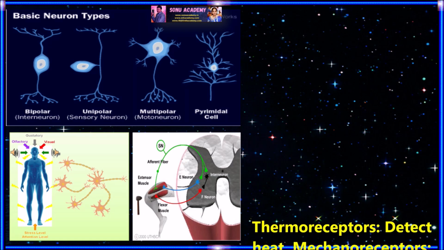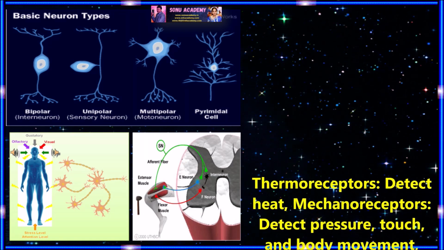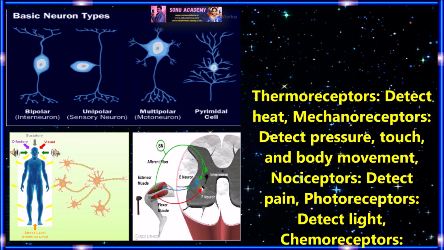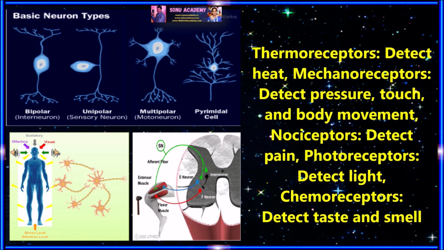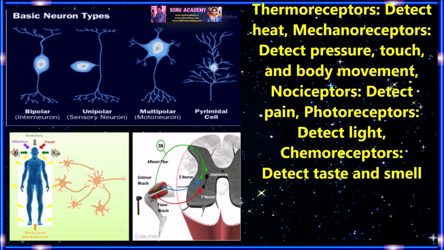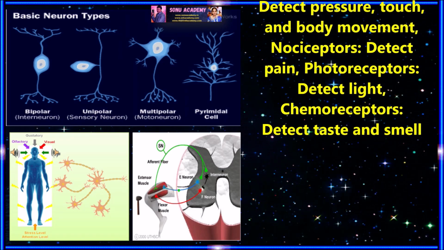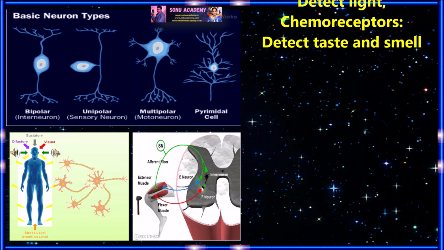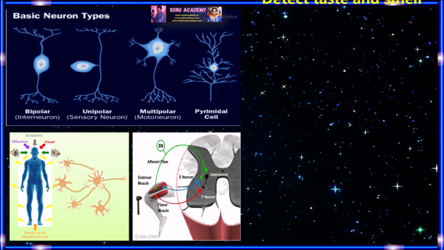Children, now let us discuss the types of sensory neurons. One is thermoreceptors, which detect heat. The second is mechanoreceptors, which detect pressure and touch in the body. The third is nociceptors, which detect pain. Photoreceptors detect light, and chemoreceptors detect taste and smell.